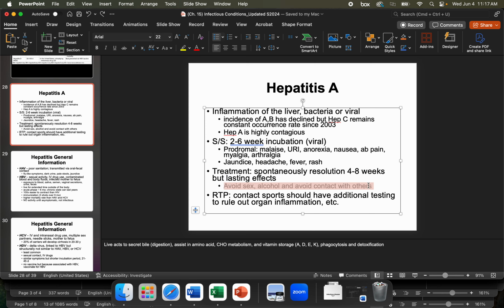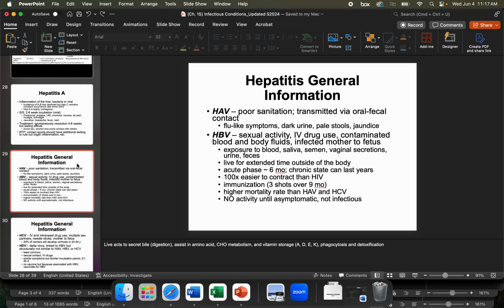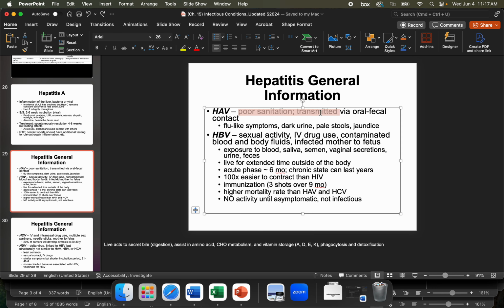They'll be a little sick. They might have a little jaundice. So try to not pass hepatitis A on. This is what I meant on hepatitis A: poor sanitation, oral fecal contact. Here we go: flu-like symptoms, dark urine, pale stools with some jaundice.